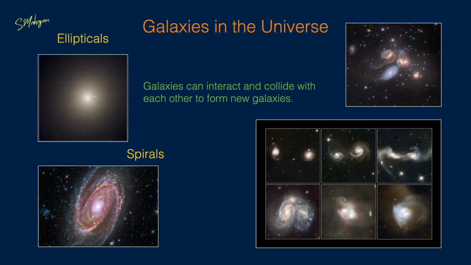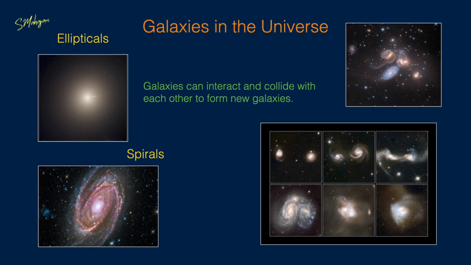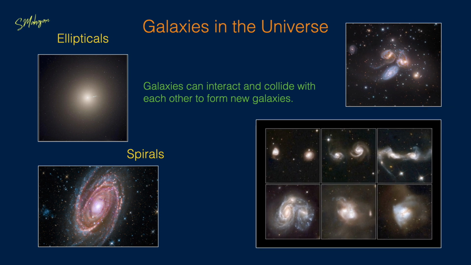Besides these, we also see many other galaxies in the universe. For instance, sometimes two galaxies can interact with each other to form interesting looking systems, leading to the formation of even bigger galaxies. But let's talk about the ellipticals and spirals first.